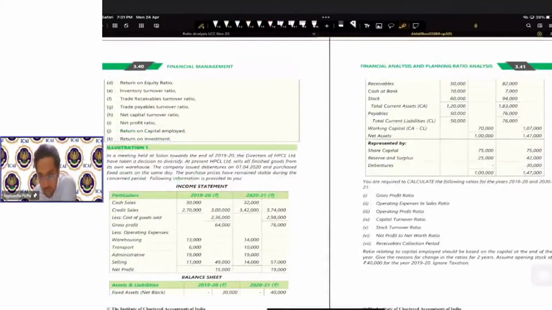Darshan is asking, should we take sales or COGS for activity ratio? Ideally, you should take sales, unless it's something like inventory turnover or stock turnover. For that, you take COGS. Otherwise, you should take sales.